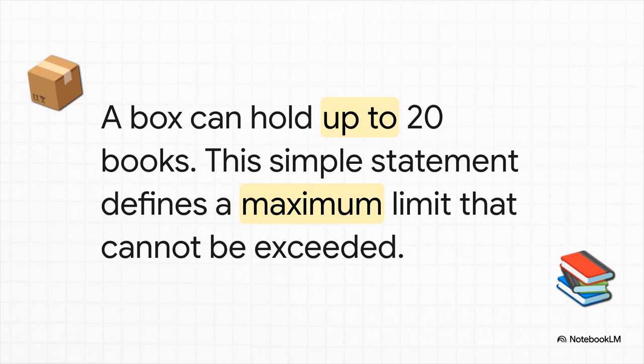Okay, take a look at this. A box can hold up to 20 books. Simple enough, right? We all get it. You can put 10 books in, 15, heck, even exactly 20. But you absolutely cannot put 21 books in there. But how would you tell a computer that? Or write it into a contract? We need a way to state that limit with total precision.